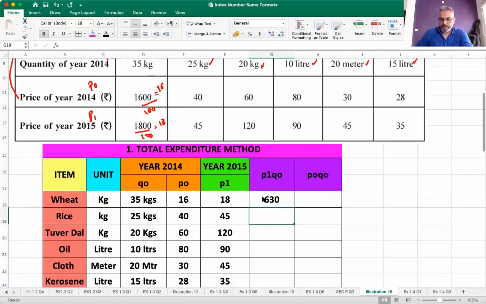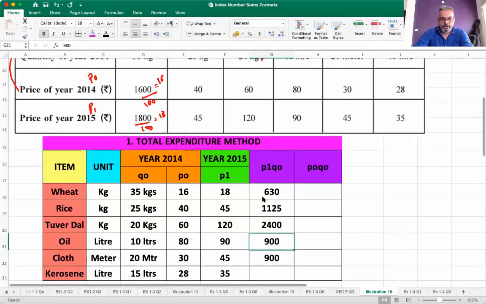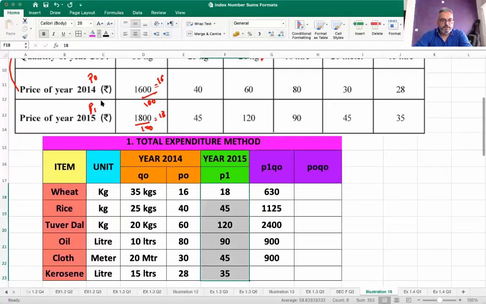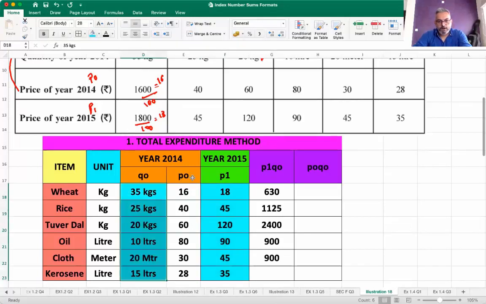45 into 25, 1125. 120 into 20, 2400. 10 into 90, 900. 45 into 20, 900. It is these two columns we are doing, okay? Let me highlight so that you don't make a mistake. This column and this column we are multiplying. That is P1Q0, and 15 into 35, 525.